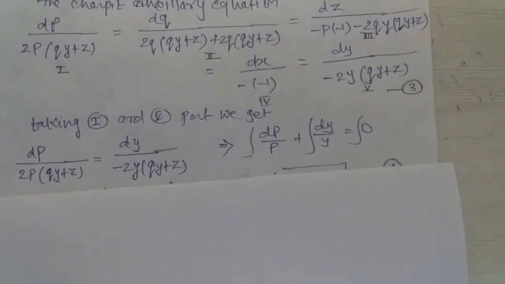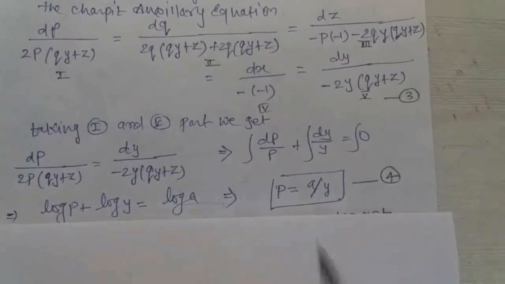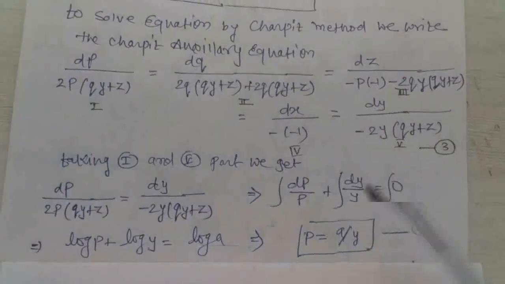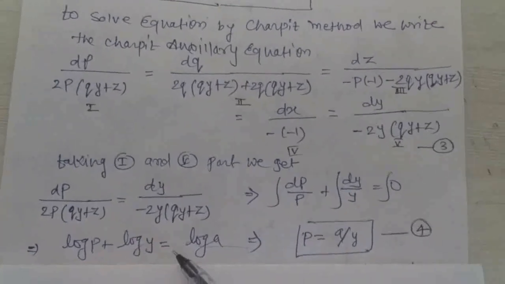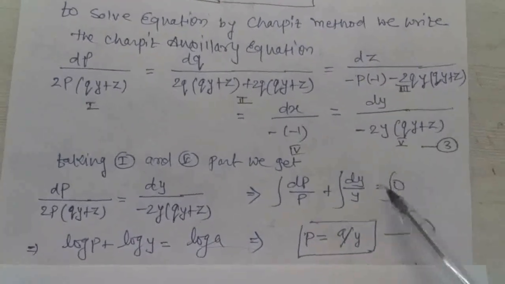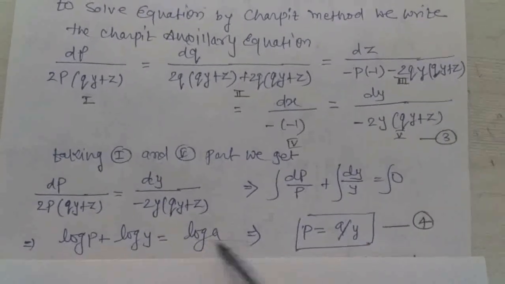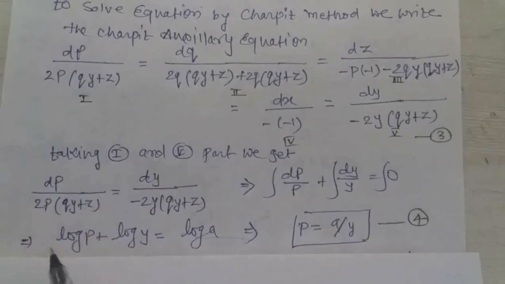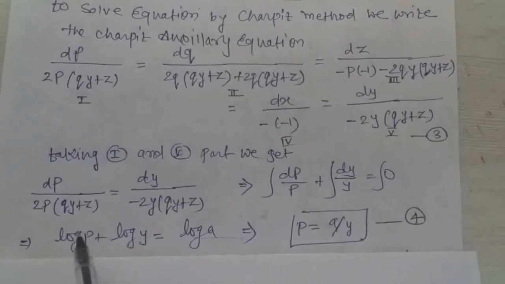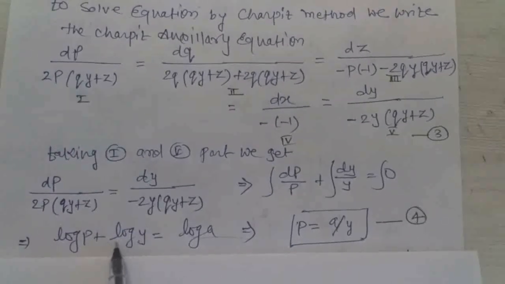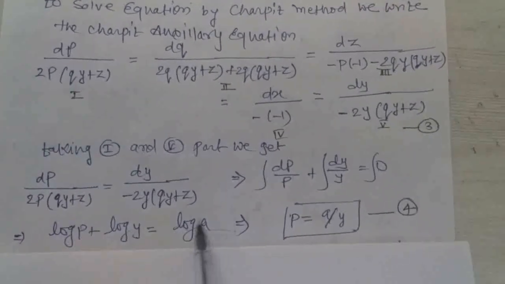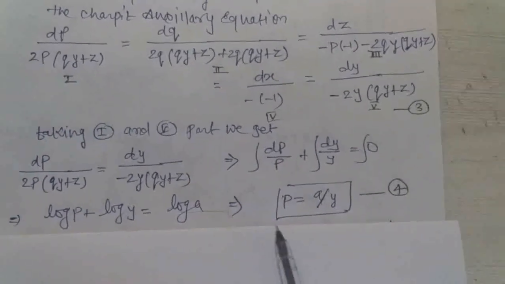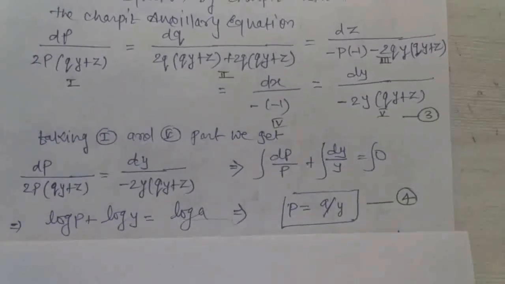We integrate and get the integration of dp by p equal to log p, plus the integration of dy by y is log y, equal to the integration of 0, which is a constant, suppose log a. Now apply the properties of log. We get py equal to a, as log m plus log n is log mn, and then the logs cancel. So py equal to a, which gives p equal to a by y. So this is the value of p, which is in terms of x, y, z.